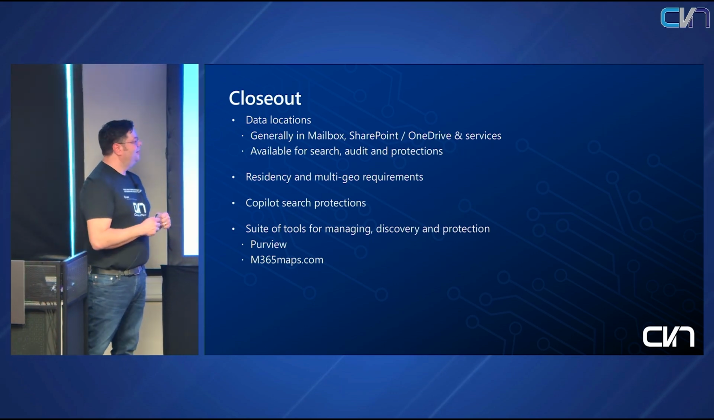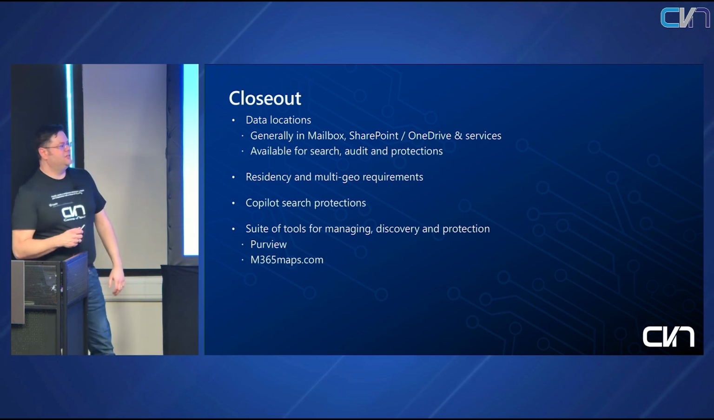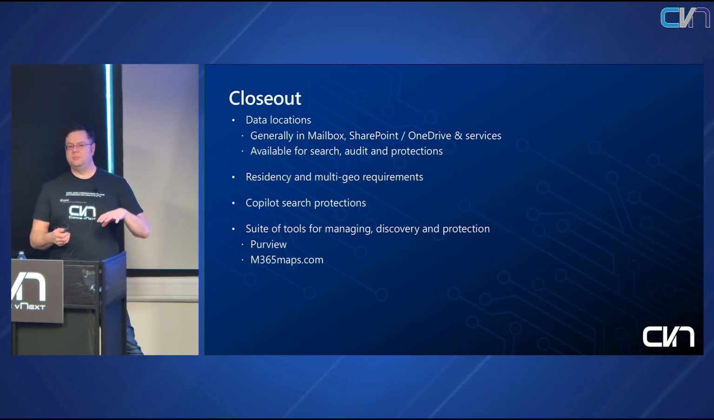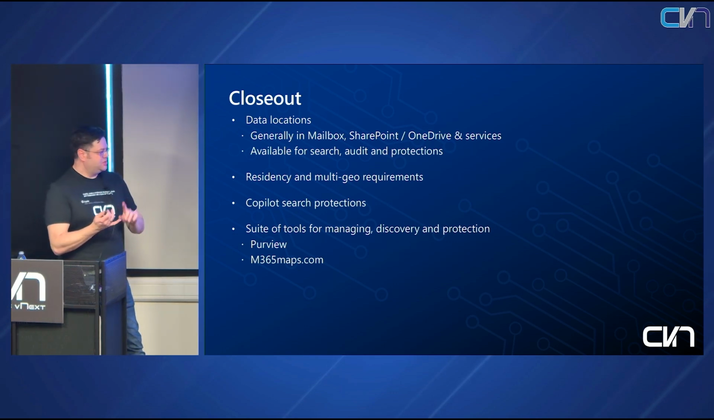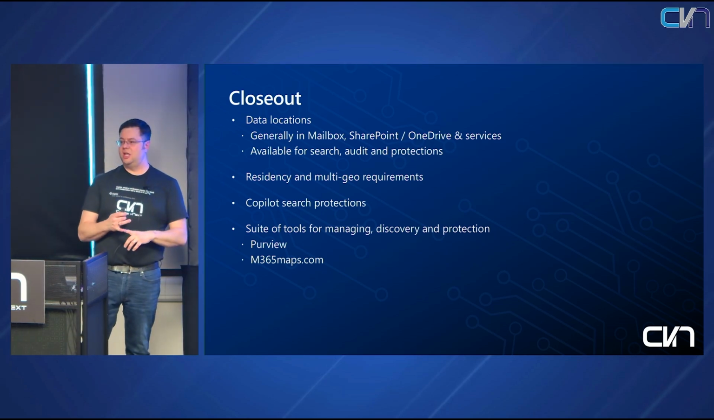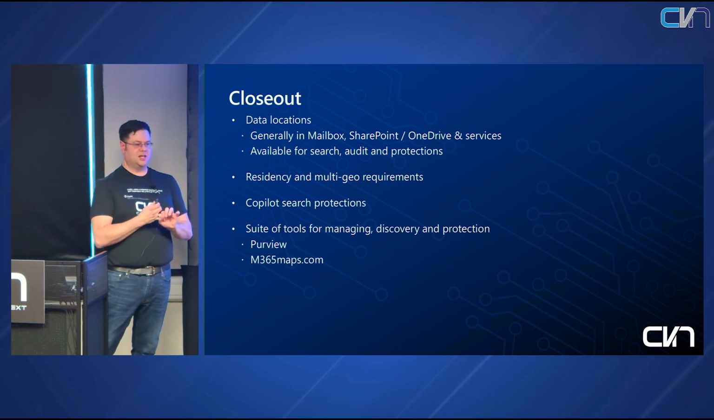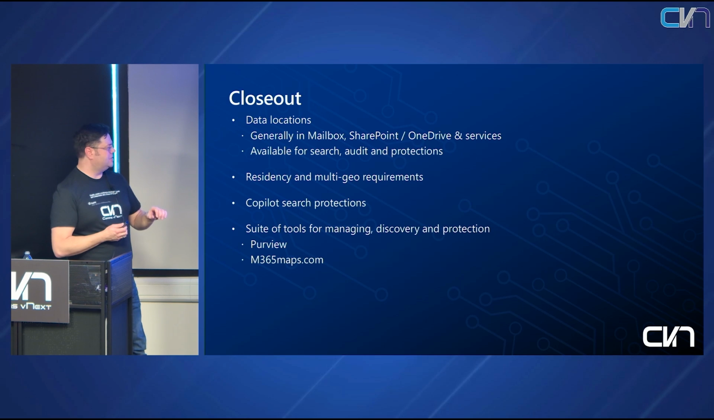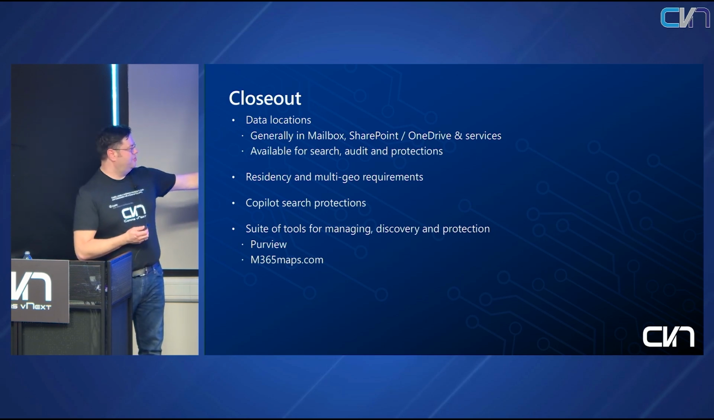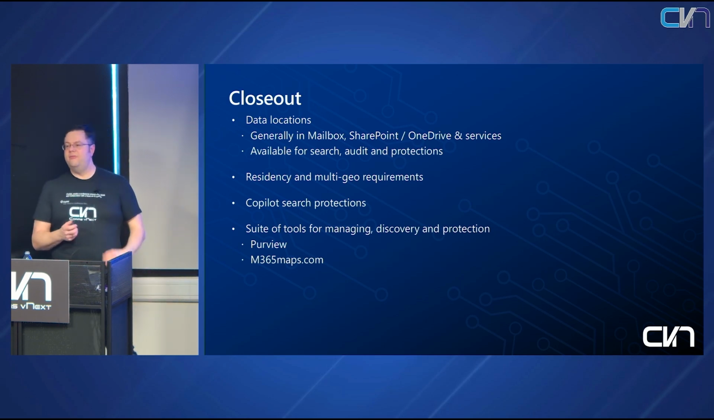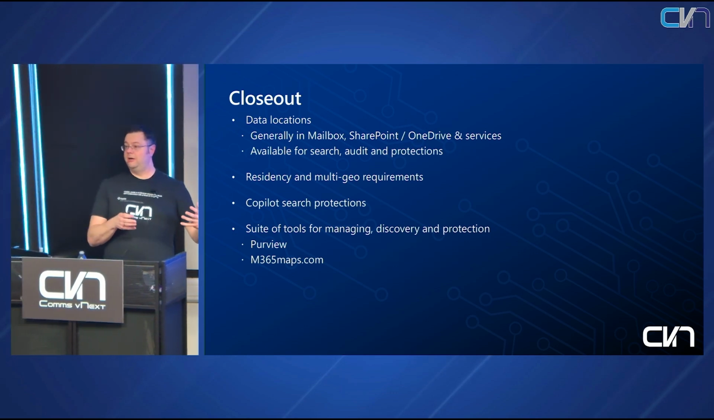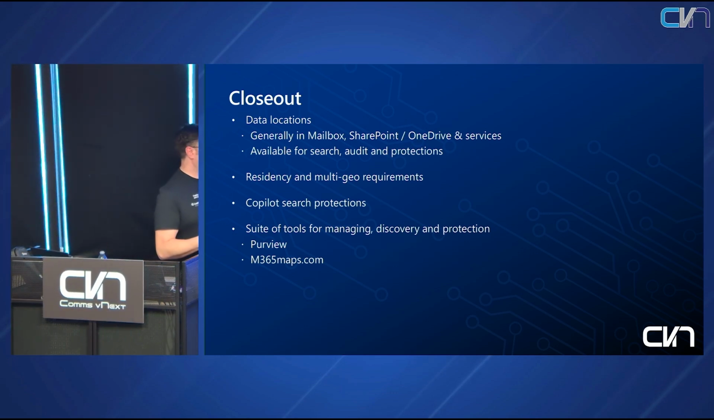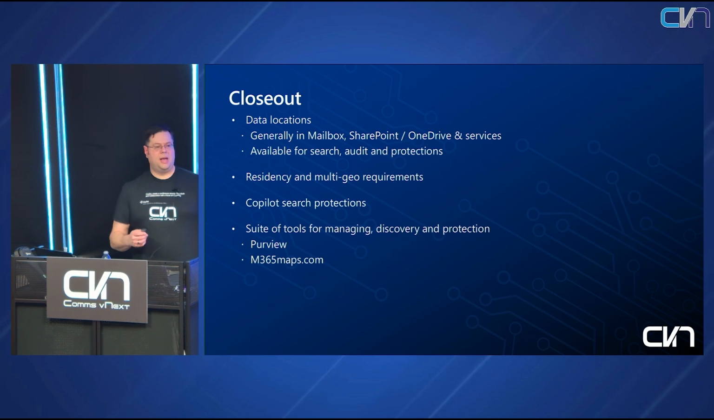We talked a little bit about Copilot search protections. There was short-term and medium-term. Short-term, remember, was the Restricted SharePoint Search, and there was the removal from the semantic index. Those are the two things you should be having a look at if you're worried about people coming through your Copilot infrastructure. And then have a look at Purview if you need any of those advanced tooling. Some of them are included in the standard license. And if you want to check, you have m365maps.com to go and have a look at that. Okay?